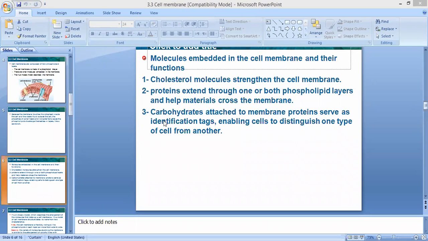Carbohydrates attached to membrane proteins serve as identification tags to identify any molecule. They enable the cell to distinguish: is this molecule one I need, do I want it to enter or not. If a molecule is harmful, if bacteria want to invade the cell, these carbohydrates are identification tags that help cells distinguish one type of cell from another or one type of molecule from another.